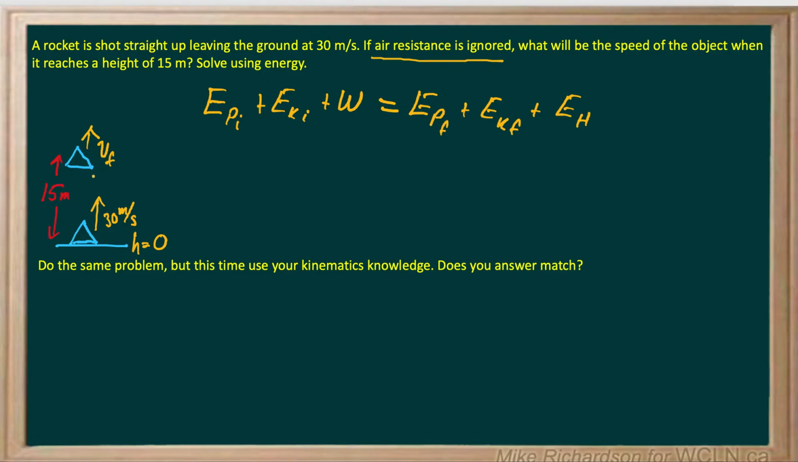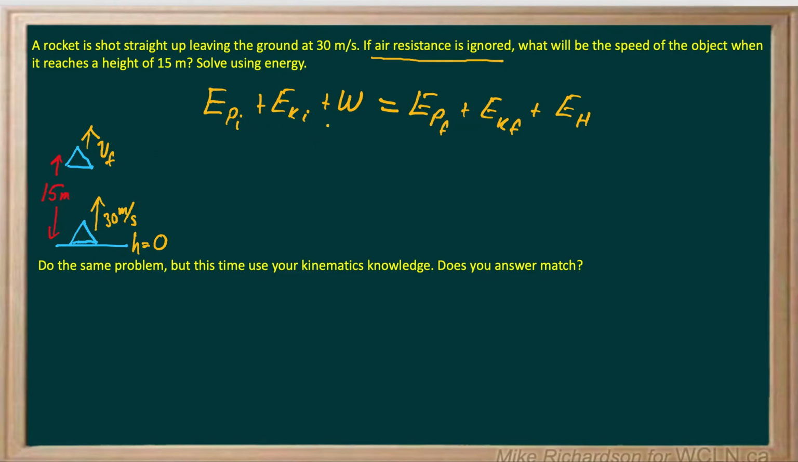So we have to make a few assumptions here about the nature of the rocket engine. We're assuming the engine burns out almost immediately, but it manages to get it up to a 30 meter per second speed while it's very, very close to the ground. So it starts with kinetic energy at the bottom, 30 meters per second. And then obviously as it rises into the air, it's slowing down, and we want to figure out what its final velocity is at the 15 meter mark.